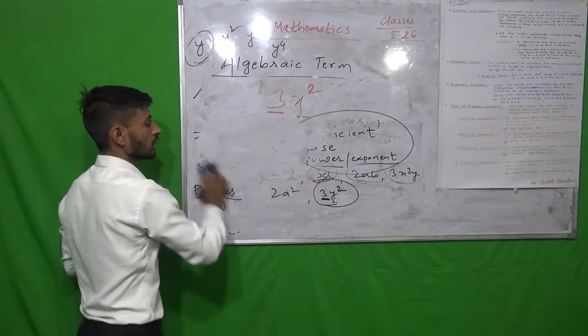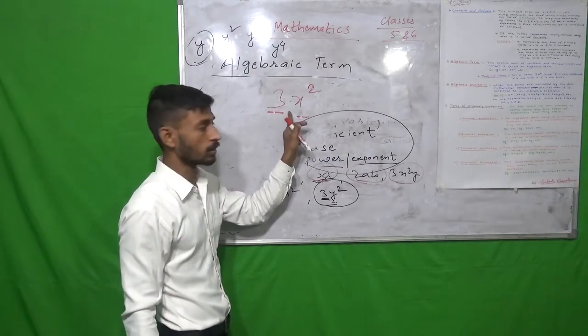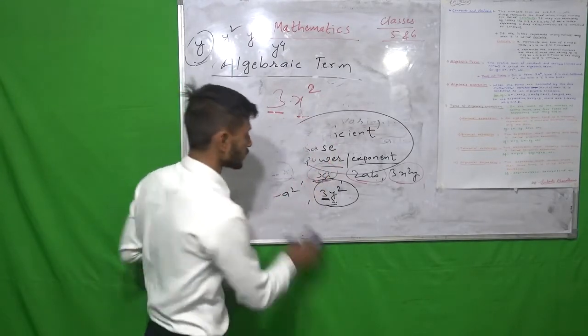So algebraic term means what? The letter and the number in product form. And in an algebraic term there is a coefficient, base and power.